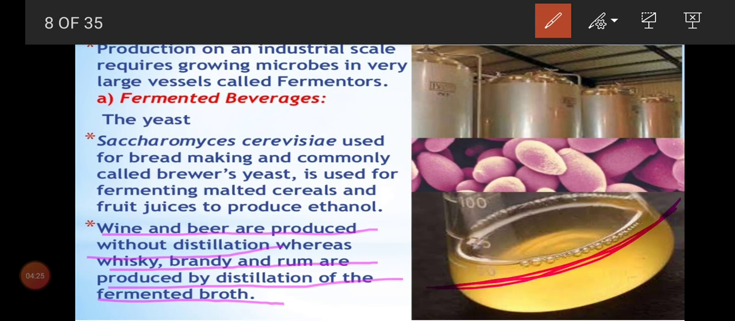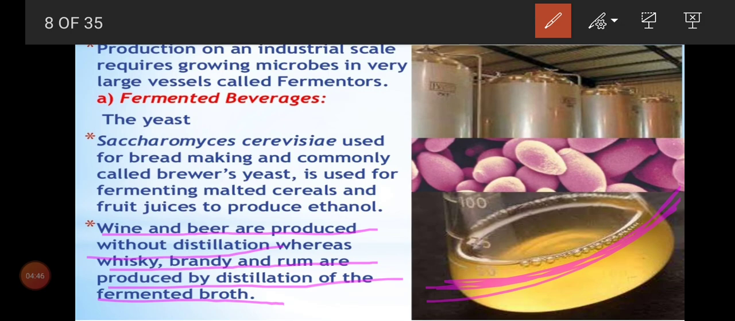Imagine this is the broth. Now look at this conical flask. This is a broth. Broth means a medium. After fermentation we get our product, and that product we call the fermented broth. This fermented broth can be used in two ways: using distillation or using a non-distillation method.